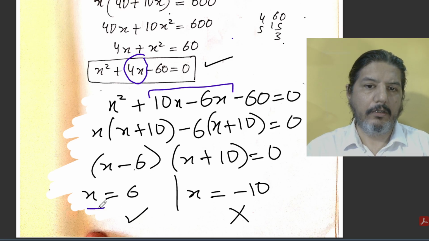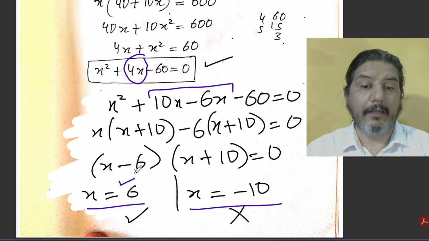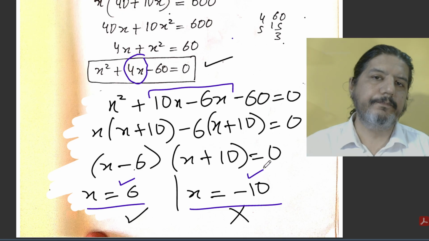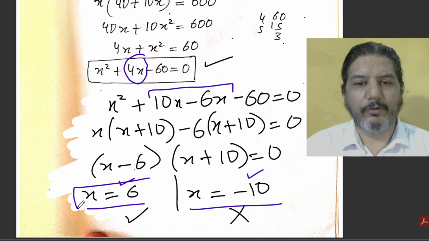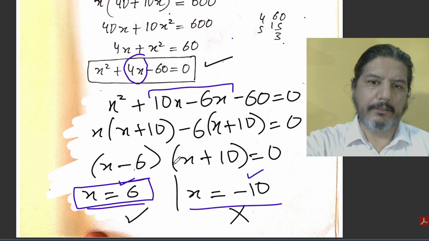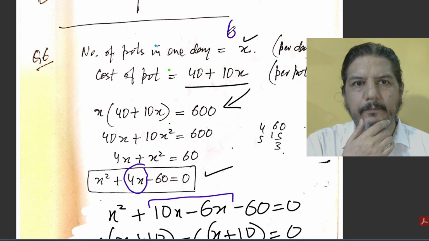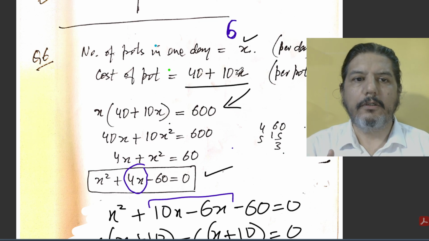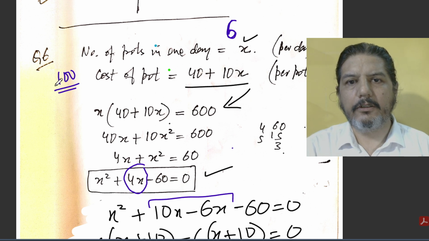And finally, because it's a quadratic equation, you'll have two values of x. In our case, one is positive, another is negative. We can't take negative because our x is the number of pots per day. Number of pots per day can't be negative, so we'll have to ignore this. We'll go with x is equal to 6. Now when x is equal to 6, it implies that he's making 6 pots in a day, and the cost of each is 10x, which is 60, plus 40, that is 100. So basically the cost of each pot is rupees 100.